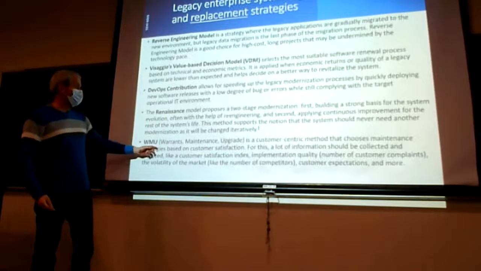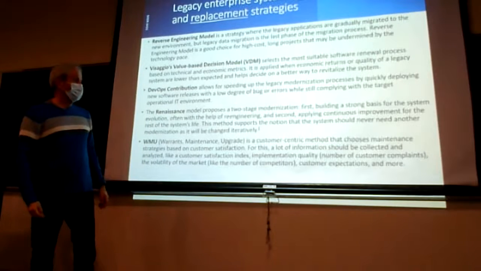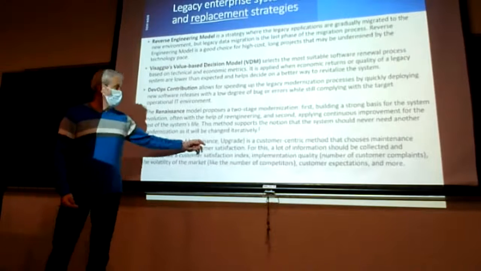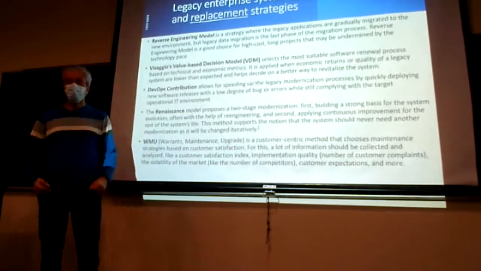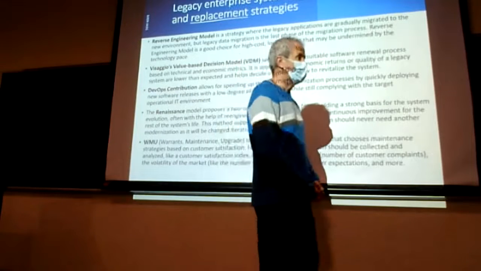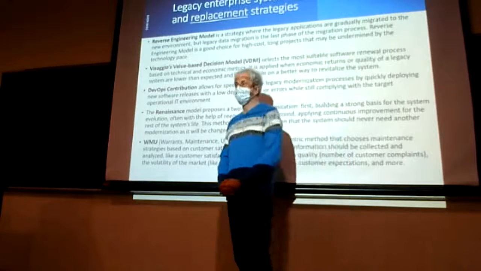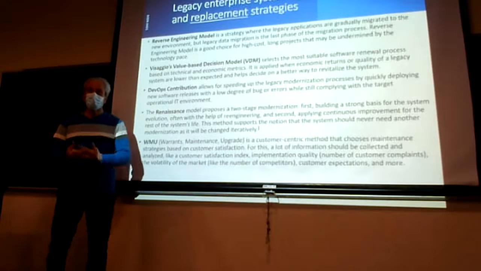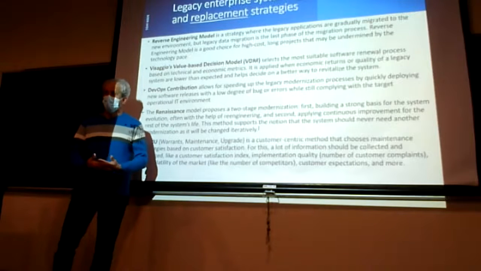And Warren's maintenance upgrade is a customer-centric model which uses a mainframe maintenance strategy based on customer satisfaction. So you ask your customer how happy they are, and they basically drive what should be updated and migrated. If customers are no longer happy, it is basically just helping us prioritize, trying to figure out.